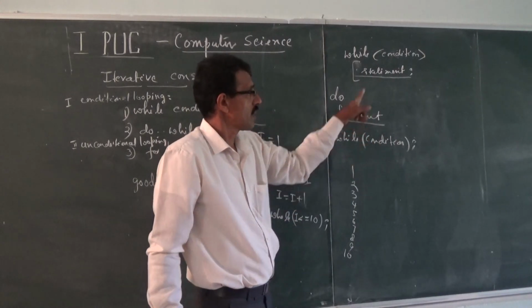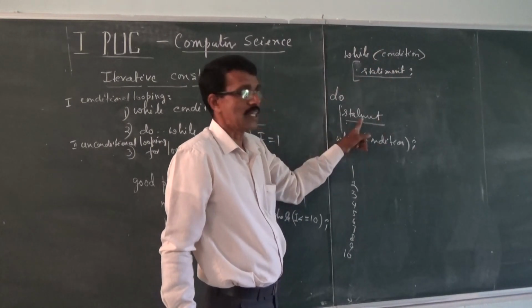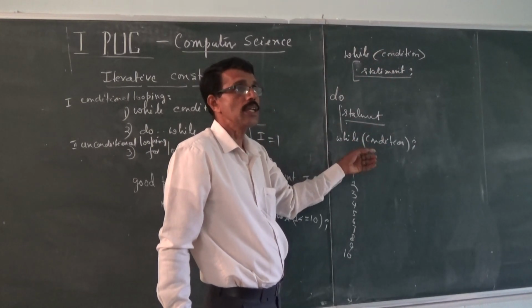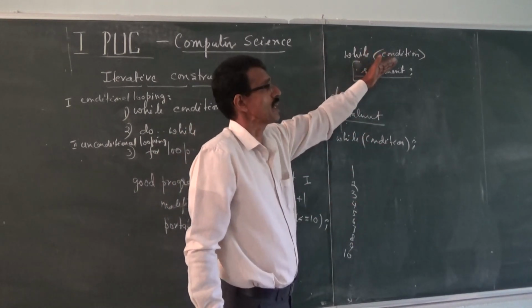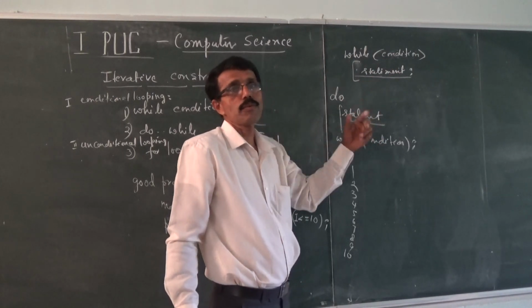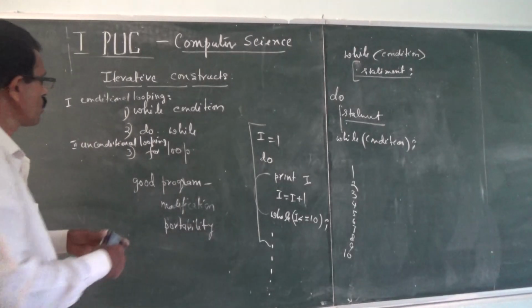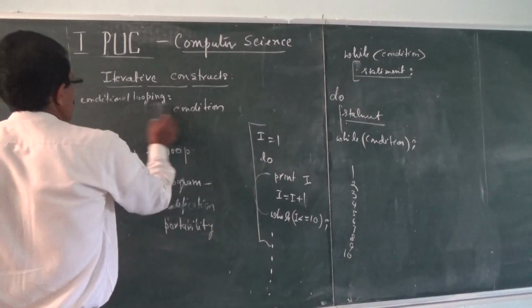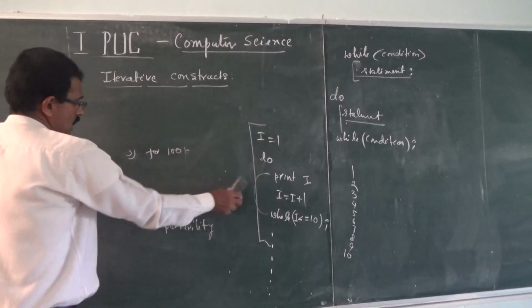That means the condition is tested at the beginning, but here the condition is tested at a later stage. Post-test, but here pre-test. So for the pre-test and post-test concept, you can point that out. Next, for looping constructs: for looping constructs is purely unconditional.